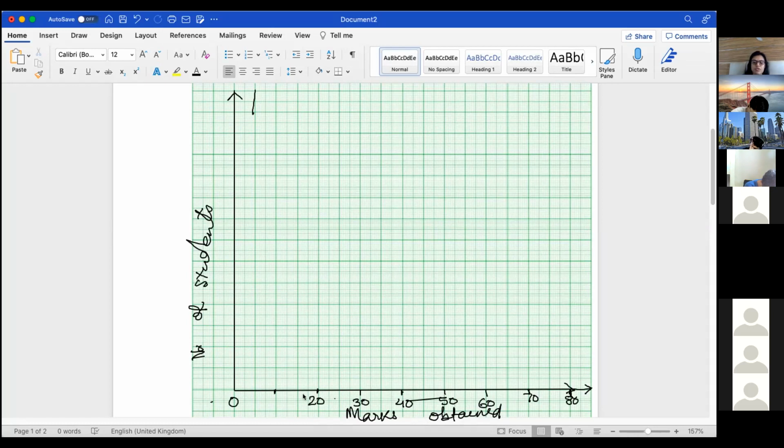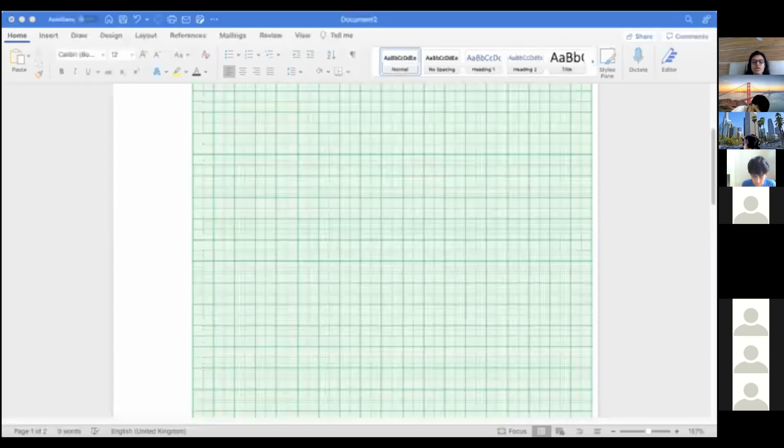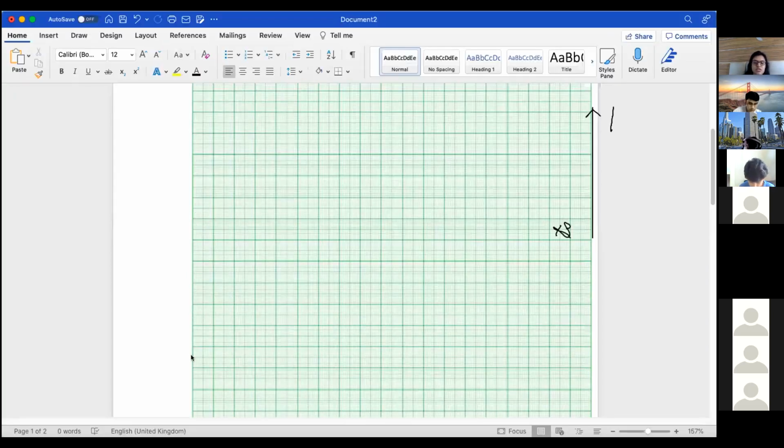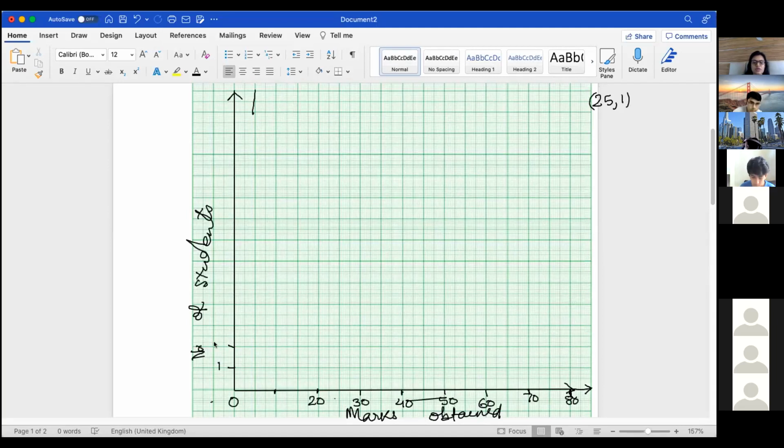So these are the marks obtained. Now we have to plot the points. Has anyone written the points which I gave? What was the first one? 25, 1. So where is 25? Here I have to write. Till how many numbers are there? Till 6. So let us write 1, 2, 3, 4, 5, 6, 7. So 25, 1. This is 25. This is 1. So this is the point.